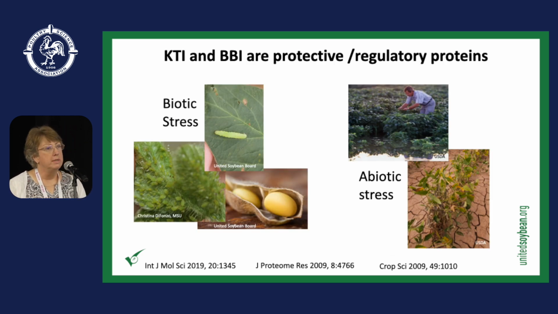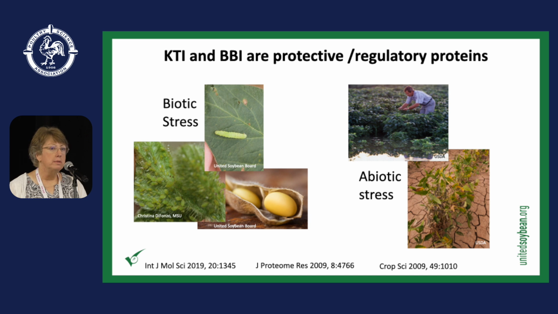So what are these things doing in plants? KTI and BBI are protective for plants. They're made in response to stress. That can be biotic stress or abiotic stress. While you guys are worrying about chickens eating soybean meal, the plants are worried about what is eating them. They're worried primarily about insects, but it can also be animals, rodents, or birds, or other things that you find out in the wild.